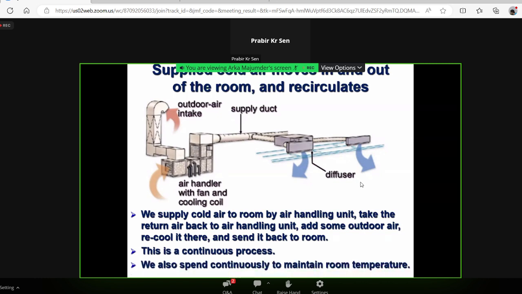Next. We have to run the air handling unit, and we have to run the chiller unit for supplying the chilled water. So it's a continuous process and our expenditure is also continuous. It's not that you switch on the AC and keep it for some time and then switch it off and don't spend money on your electricity bill. No, it's not going to happen like that. It's a continuous process because heat is coming inside the room continuously. We'll have to take it out continuously and we have to spend continuously. Next.